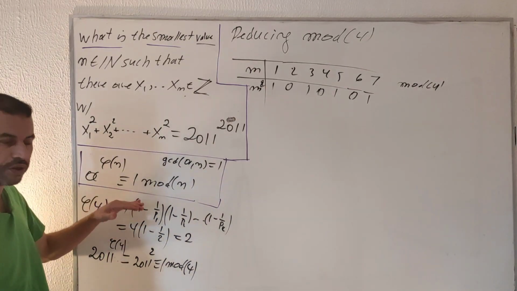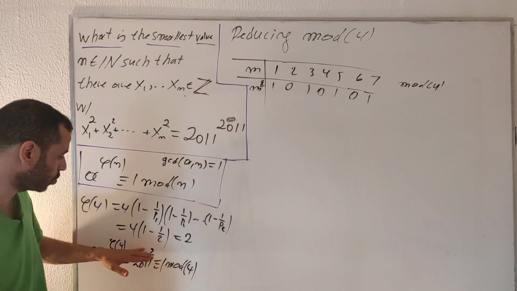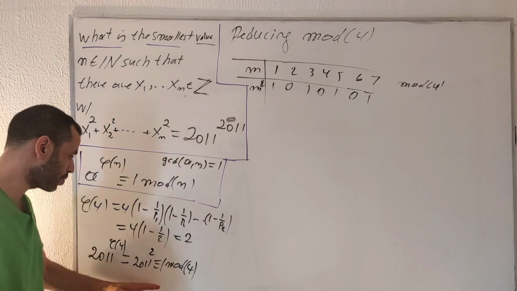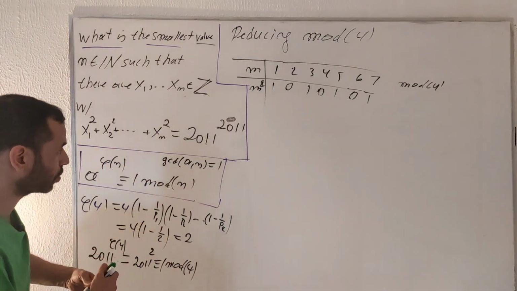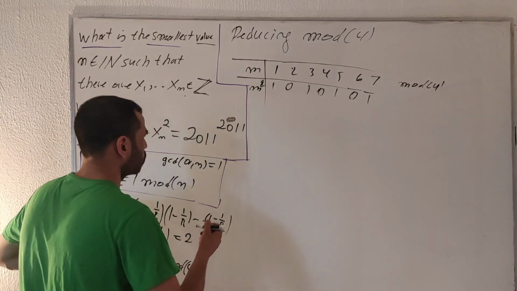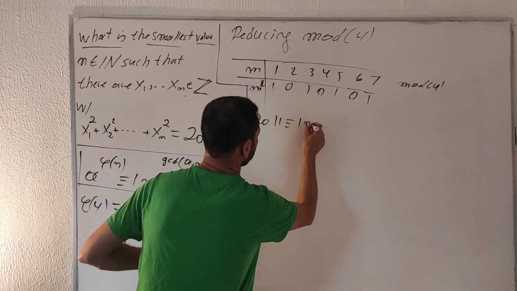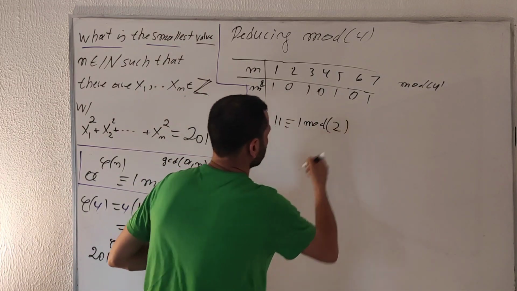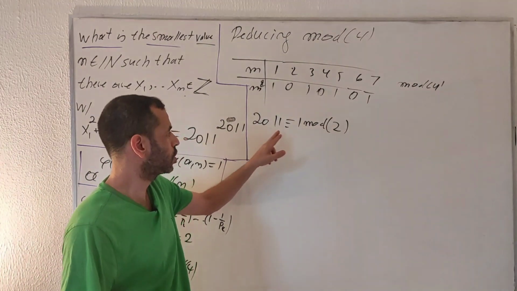Remember, we have two levels here. The first level, the exponent, we are going to reduce mod 2. The base level we are going to reduce mod 4. So that's what I have here, which means we are going to check. We have 2011 is congruent to 1 mod 2, because we already calculated phi of n equals 2.